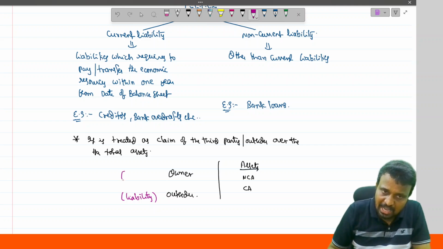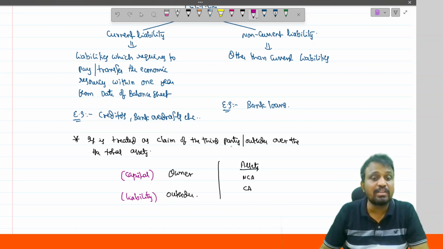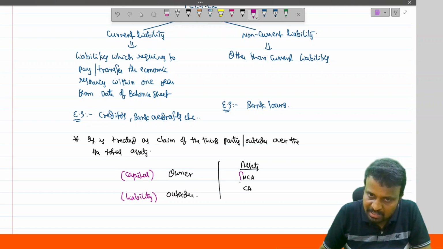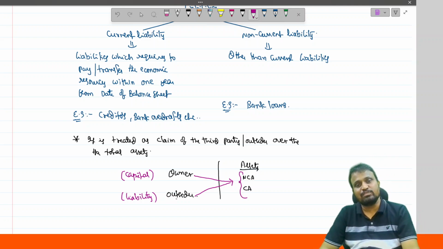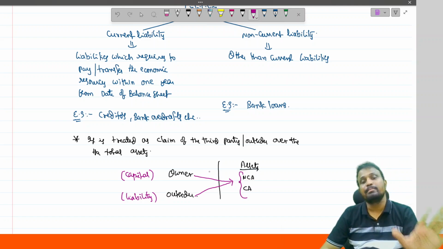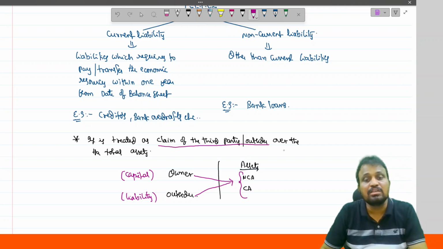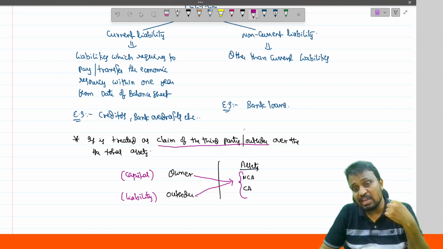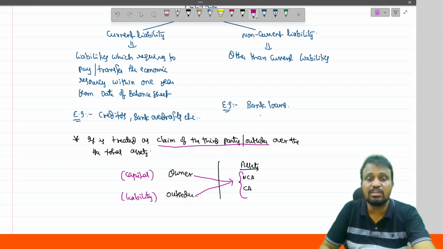The owner's claim over the assets is treated as capital. So two parties have a claim over the assets: one is the owner, another is the outsider. The outsider's claim is technically defined as liability, and the owner's claim is technically defined as capital. Okay. So it is treated as the claim of the third party or outsider over the assets. It is also treated as liability. Okay.